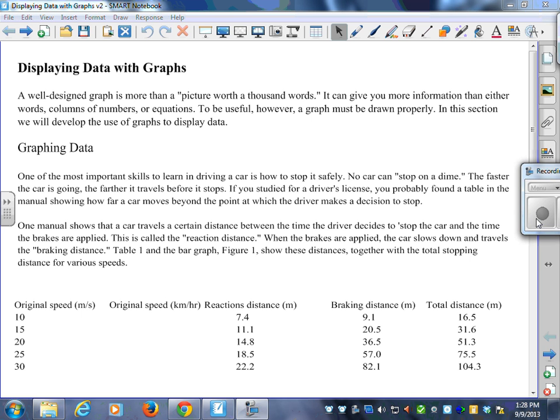So, displaying data with graphs. A well-designed graph is more than a picture with 1,000 words. It can give you more information than either words, columns of numbers, or equations. To be useful, however, a graph must be drawn properly. In this section, we will develop the use of graphs to display data.